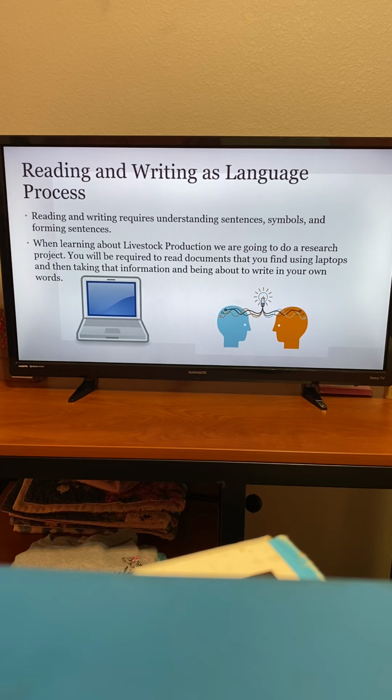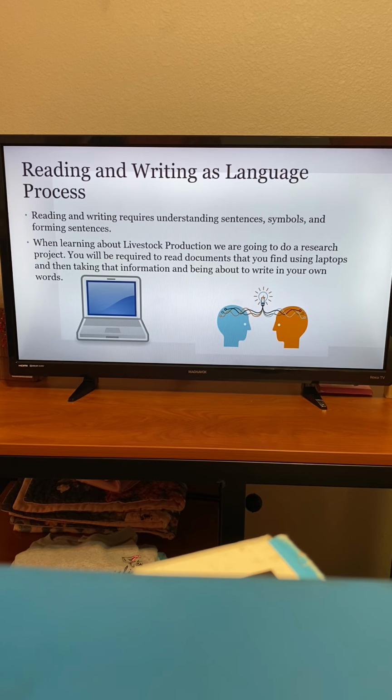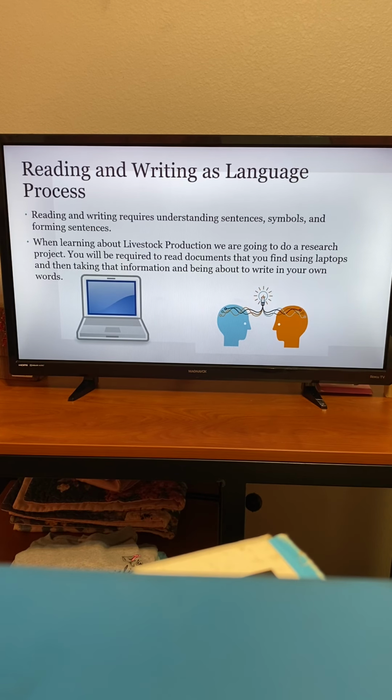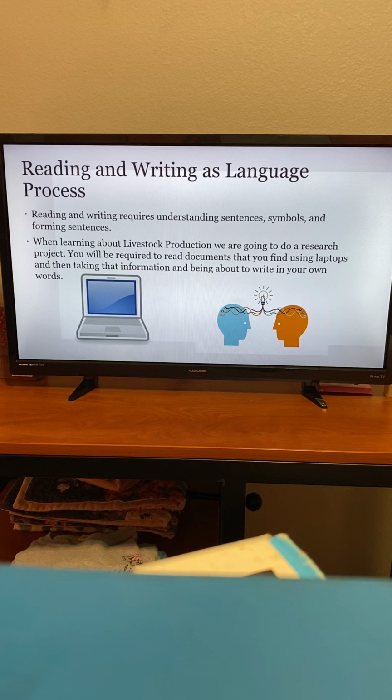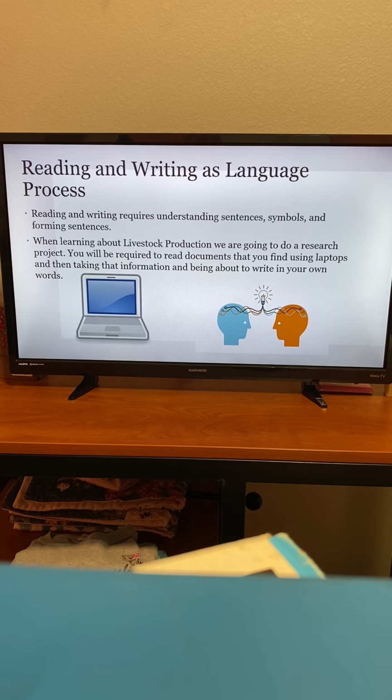This gets into reading and writing as language process. This is mainly understanding what you read and knowing how to read it, and how to write and knowing what you are writing about. For instance, when teaching a livestock production class, my students are going to be doing a research paper. They need to know how to research information, read the information, understand the information, and lastly, be able to relay the information through writing.